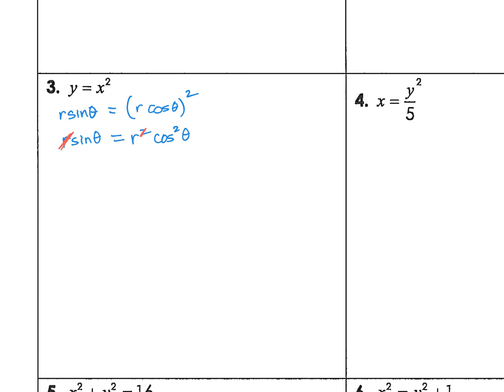Now I need to solve for that r that's left, don't I? So r equals cosine squared theta divided by sine theta, right? I could get r by itself. Wouldn't it be sine theta over cosine? Oh, sine theta, you're right. I did it backwards. Sine theta over cosine squared theta. Which we now need to fix. How can I fix that?